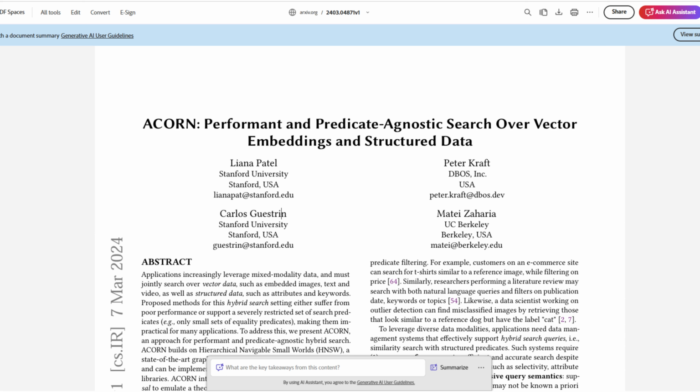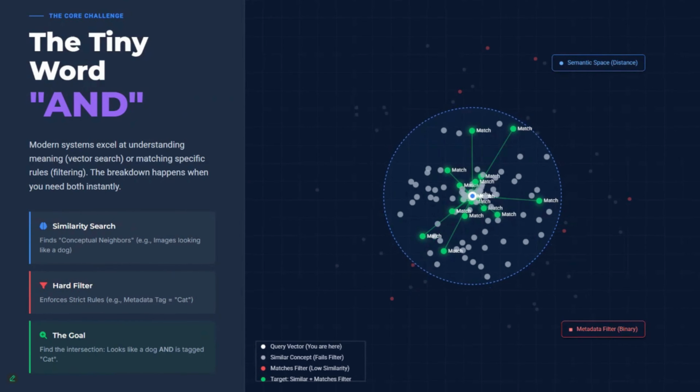The best way to understand ACORN is to start with the search problem it's designed to fix, because this issue has been a massive pain point for developers everywhere. So let's start from the core issue. There's a tiny little word that causes a huge technical challenge: the word AND.